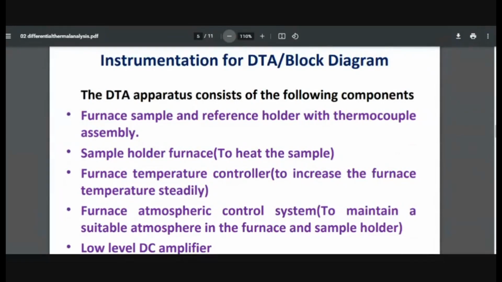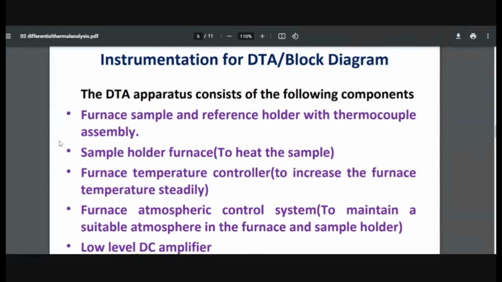First is the furnace, sample and a reference holder with thermocouple assembly. Now, you will require a furnace. A furnace is a device where something is being heated and it is insulated from outside. In that furnace, you will require a thermocouple assembly. A thermocouple is used for measuring the temperature. One thermocouple in the sample, one thermocouple in the reference, because we are measuring temperatures of sample and reference and then taking the difference.